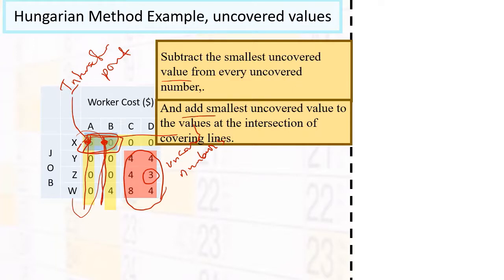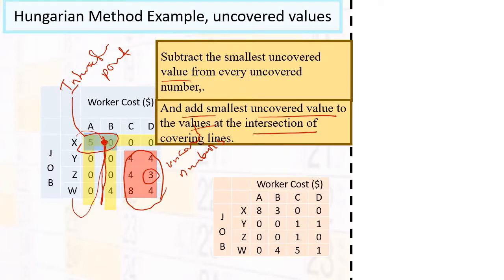And then we add the smallest uncovered number, which is this 3. We're going to add it to the 5, 0 here. So we're going to add the smallest uncovered value to the intersection points. Now, if we do this, we go 4 minus 3. We're going to do the first step, which is subtract the smallest uncovered value from every uncovered number.